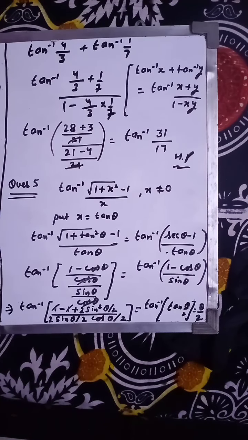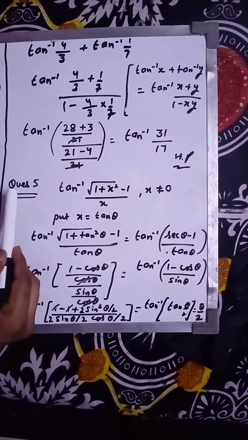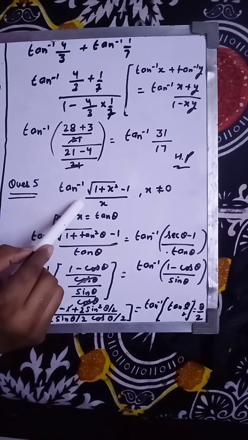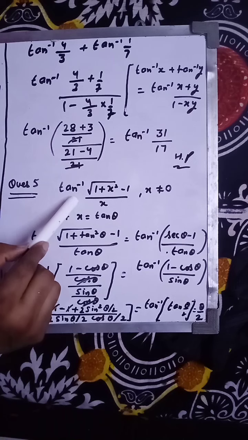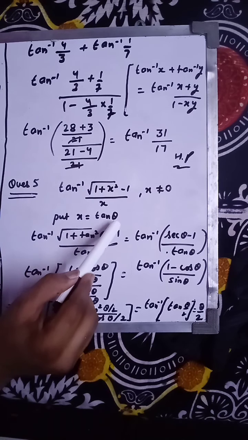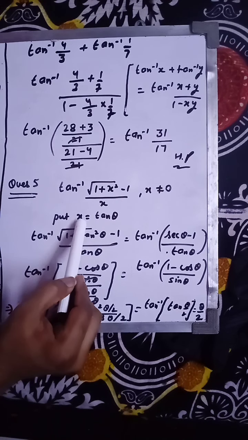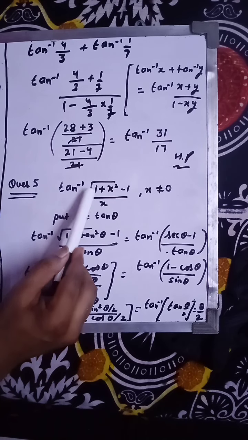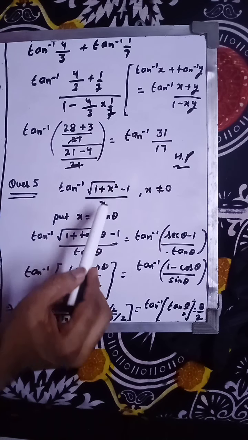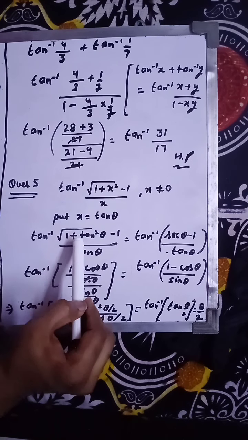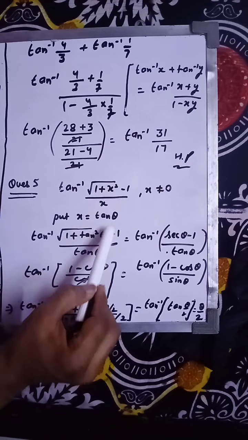Now after these two questions, we have to solve question number 5. This question is given to us and we have to write it in the simplest form. So I'm replacing x by tan theta, putting x equals tan theta. When you put this, the tan inverse will remain the same, under root 1 plus, in place of x we are putting tan theta, so 1 plus tan square theta, minus 1.